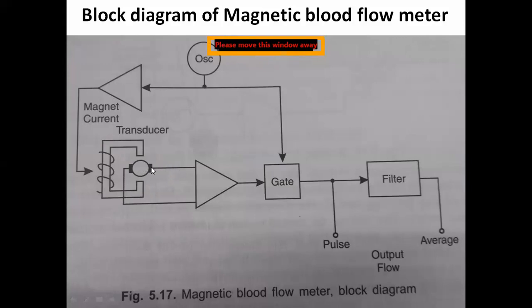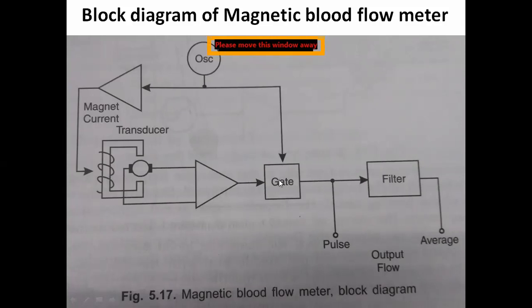Here the voltage generated between the two electrodes will be amplified, and here we have a gate. So here we can have an arrangement where the oscillator produces the signal for this coil, and also at the same time produces the signal to the gate.